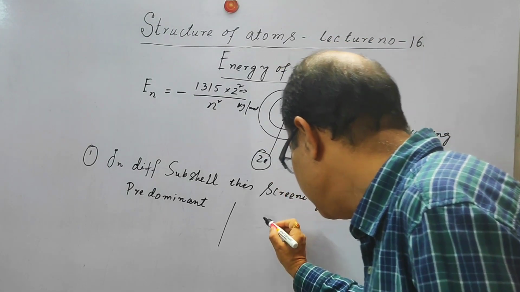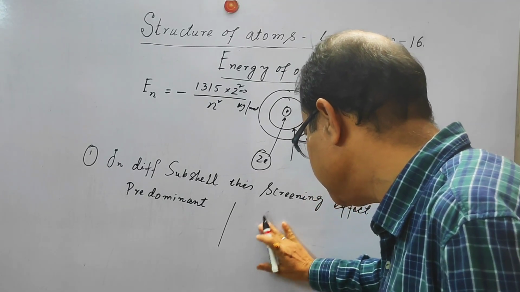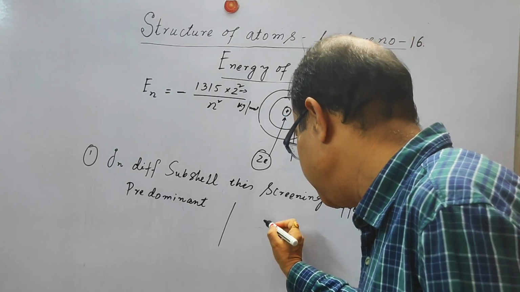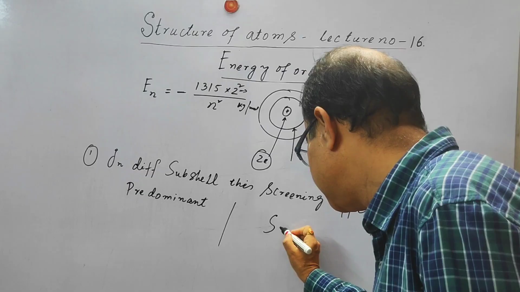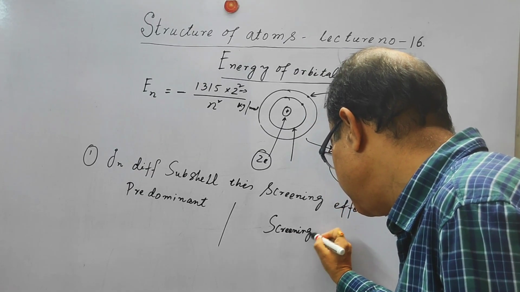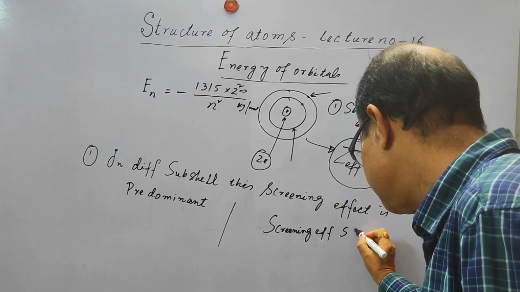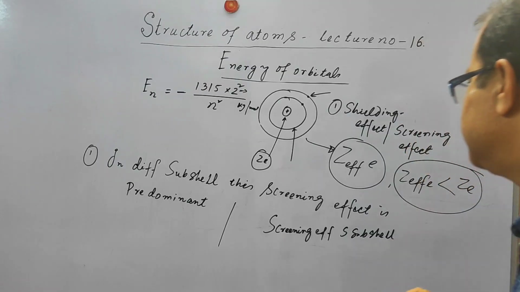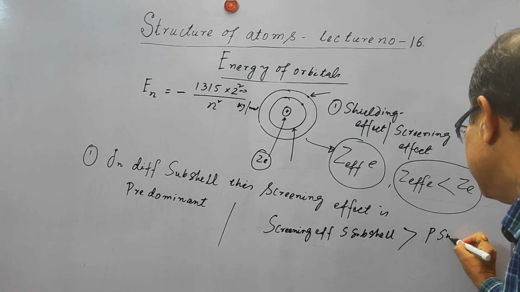So let us understand these things. The orbitals in the s subshell, because of their spherical nature, will have a screening effect. We can write that the screening effect of the s subshell, because of its spherical nature, is greater than that of the p subshell.